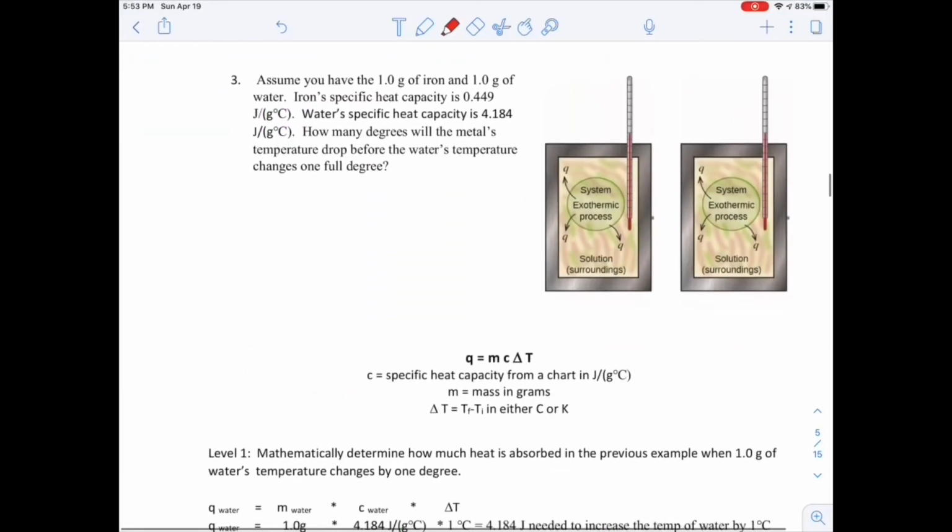We're going to look at this again in the next problem. Assume you have 1.0 grams of iron and 1.0 grams of water, so they're the same amount. Iron's specific heat capacity is 0.449, water is 4.184. How many degrees will the metal's temperature drop before the water's temperature changes 1 full degree?